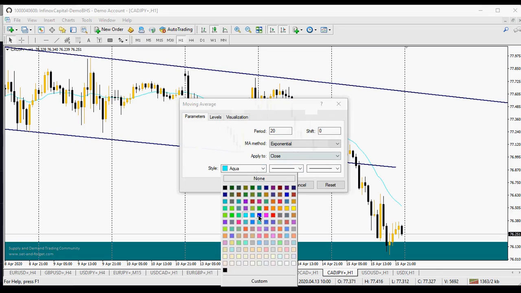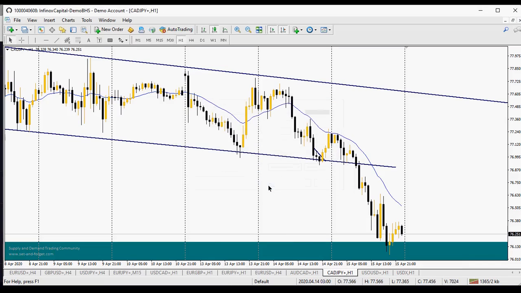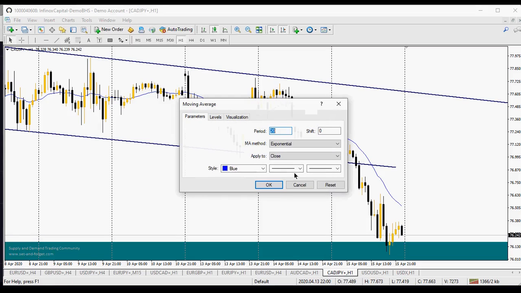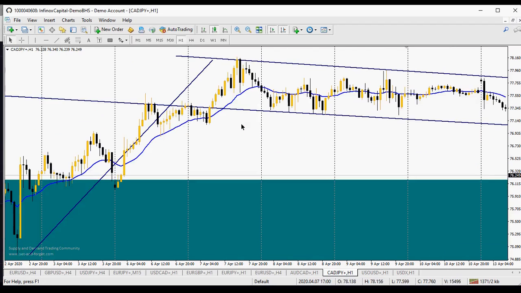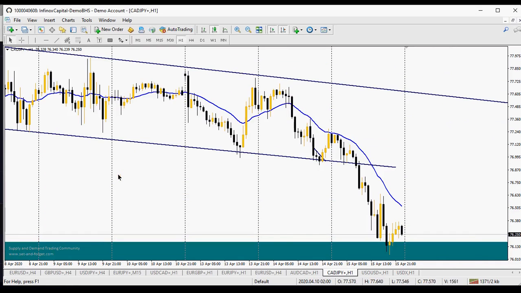I want to change the color to make it clearer. It doesn't matter, I can use any color. Okay, I can even make it bolder. So this is the 20 period moving average. You can see it. Some people trade this; they use it as a confirmation of their trade.